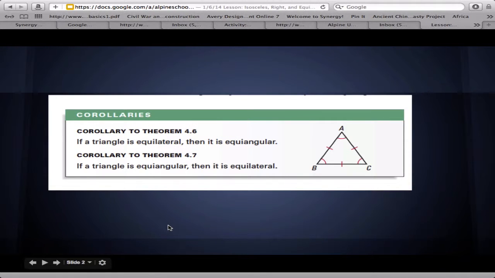The next ones are some corollaries. The first one is, if a triangle is equilateral, so remember that's equal sides, equal angles, then it is equiangular. So equal sides make equal angles. And the next corollary is, if a triangle is equiangular, then it is equilateral. So the sides, you're just flipping it around, it's a converse.